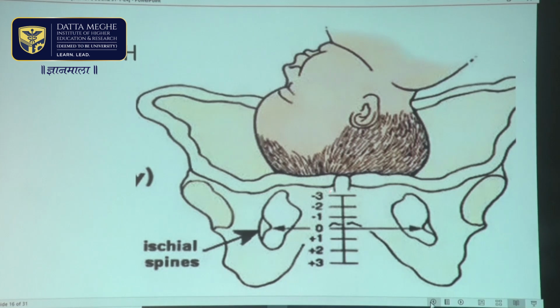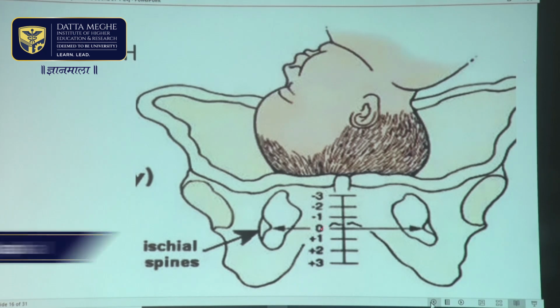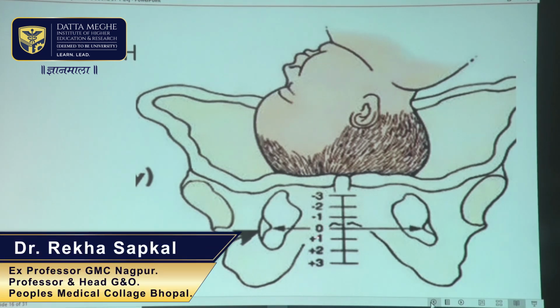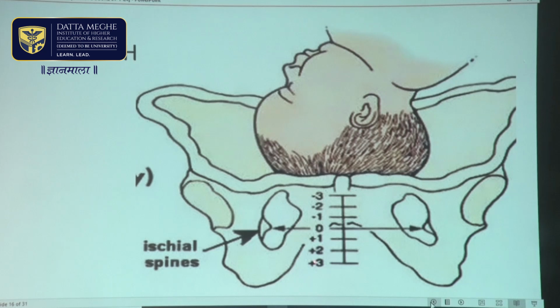Whenever the head is at -3 or -2 station, it is always floating. When the head is at -1 or 0 station, it is engaged, and when head is at +1, +2, means below 0 station, those many centimeters, it is near the perineum. So, at +2 and lower down +3 station, the instrumental delivery is conducted.